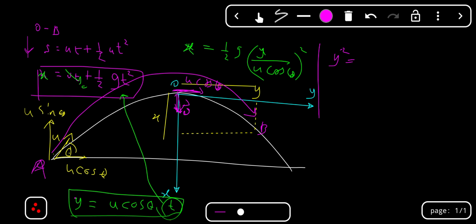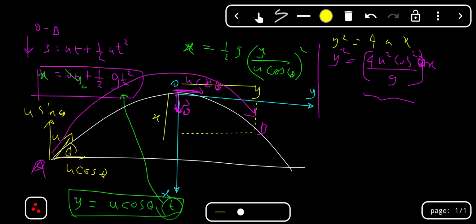Y squared is going to be equal to 2 times u squared times cos squared theta upon g times little x. So this is according to the geometry of a parabola. You can see here y squared is equal to 4 times a times x. So I'm really sorry, this should be 2. So we know that 4a is equal to 2 times u squared times cos squared theta upon g. Let me simplify it furthermore. You can see here little a is equal to u squared times cos squared theta.